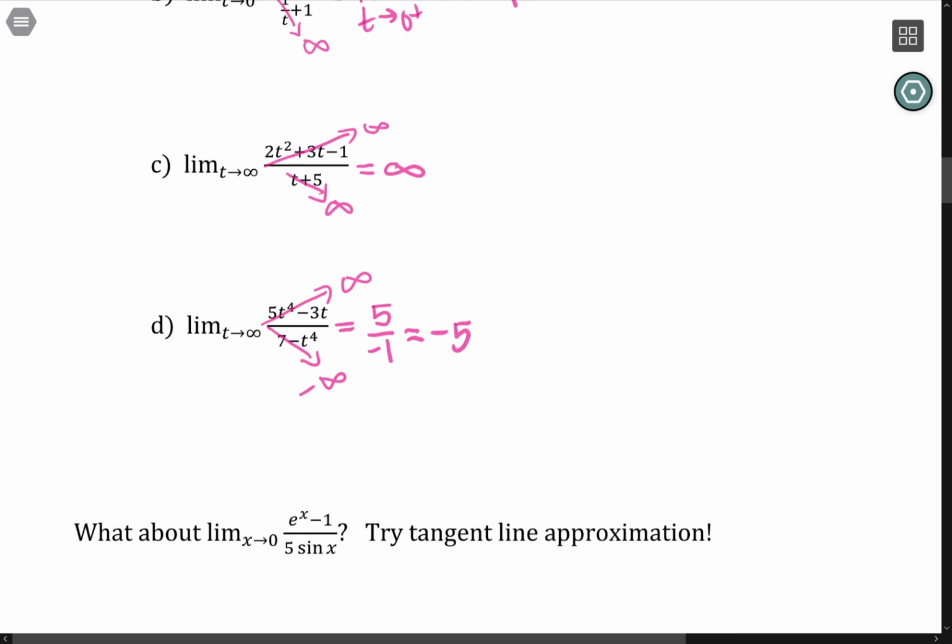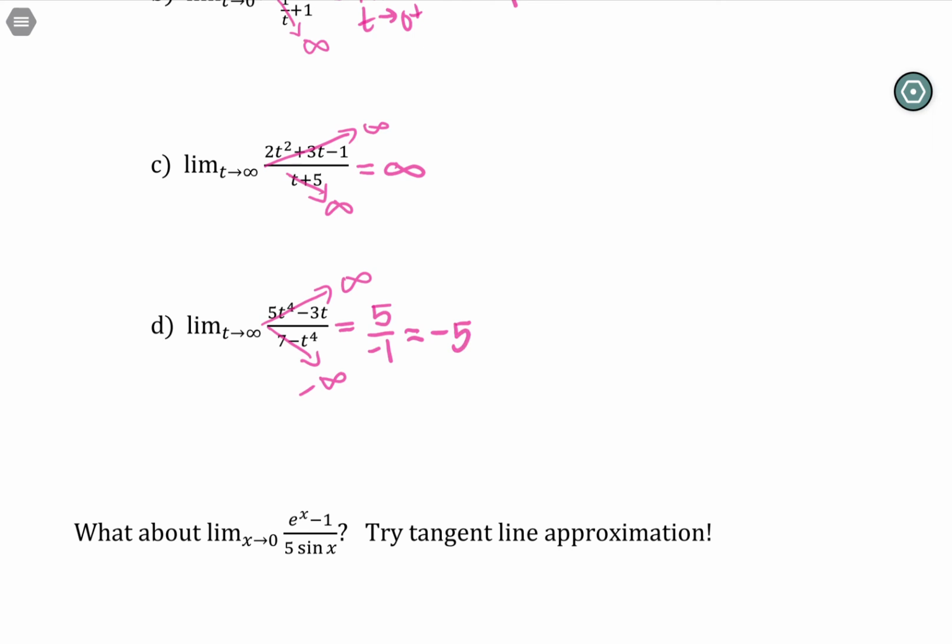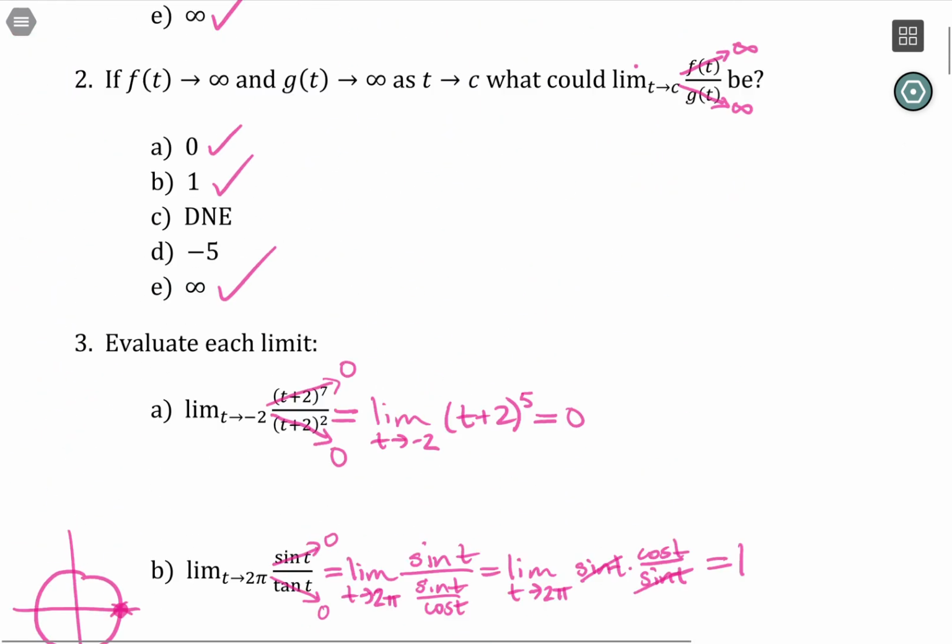If you feel at all unconvinced about that, go snag some technology, a calculator or whatever, and plug in some big numbers and just look at what's happening. I'd love for you to be convinced. This making sense will be really helpful. Okay, so that was a negative 5.